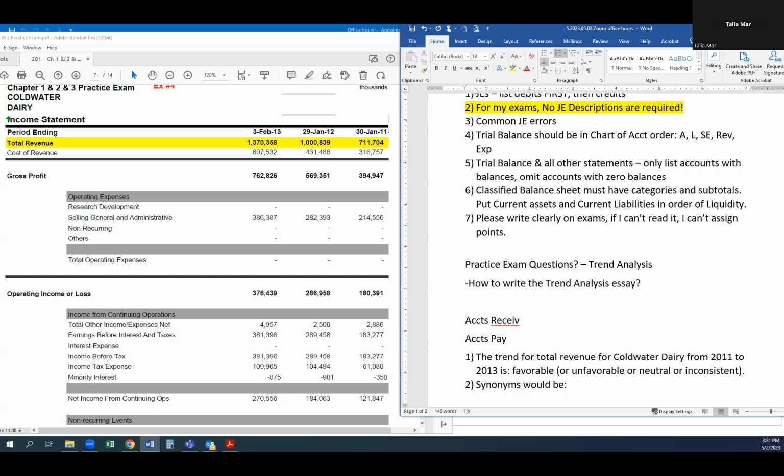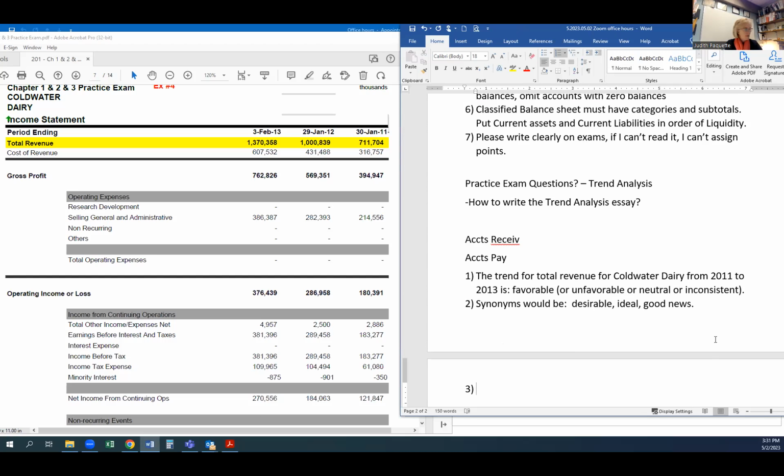Desirable. Ideal. I can't spell today. Anybody else? What's another term for favorable? Good news. The trend is favorable. The sales trends are good news. I mean, you could just play around with the language if you want. Just be very clear that you're telling the reader it's good news.